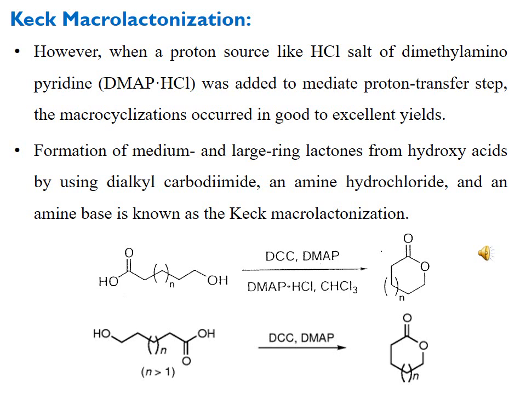n can be 1 because we can get the 6-membered ring also by this Keck macrolactonization, but generally this reaction is used for the generation of large rings. So due to the generation of large rings, this is termed macrolactonization, and in that case the value of n will be much greater than 1.